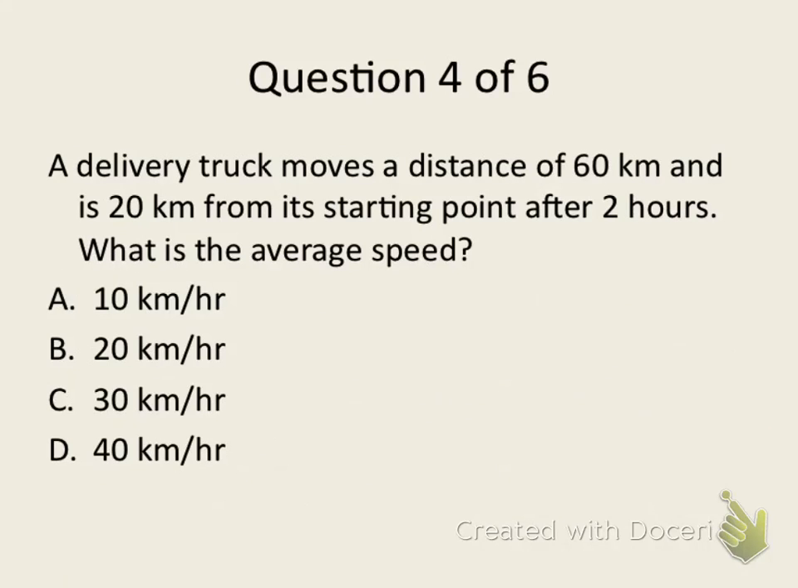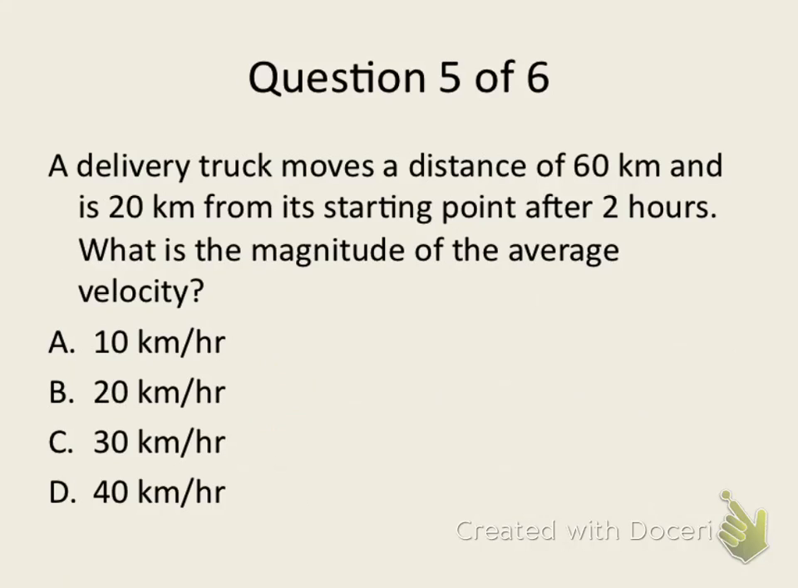Number 4, a delivery truck moves a distance of 60 kilometers and is 20 kilometers from its starting point after 2 hours. What is the average speed? Yes, what do you think? C, yes. Because the total distance is 60. The total time is 2. Distance divided by time will give you speed. 60 divided by 2 is 30.